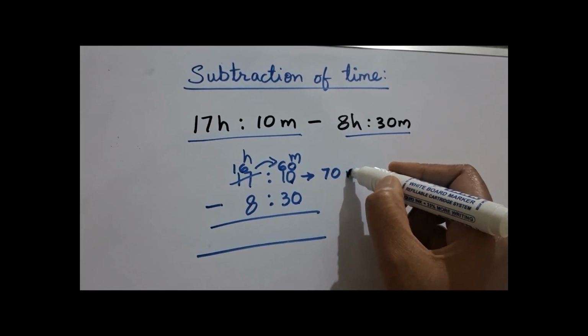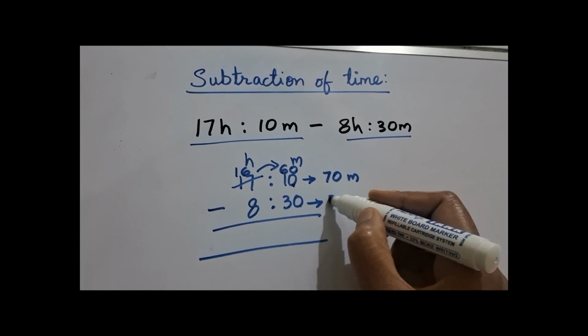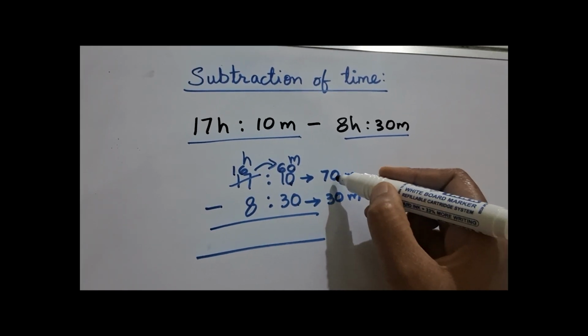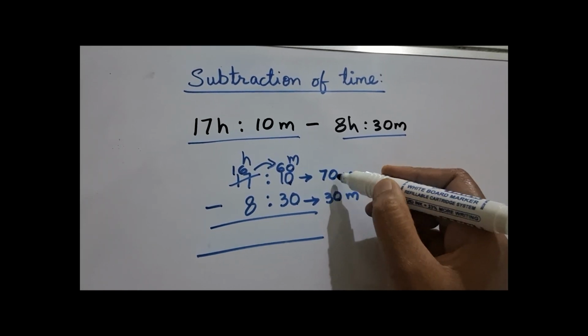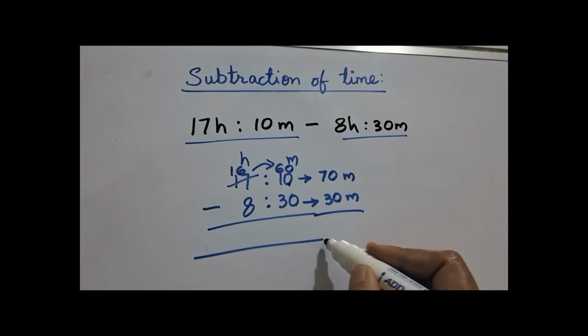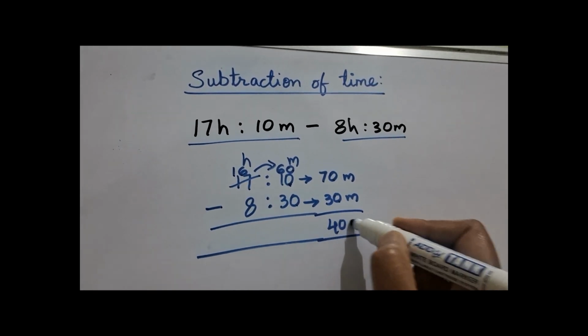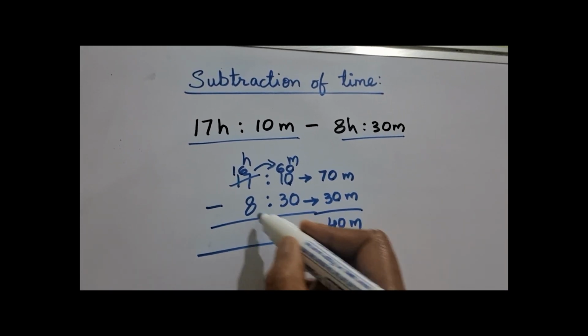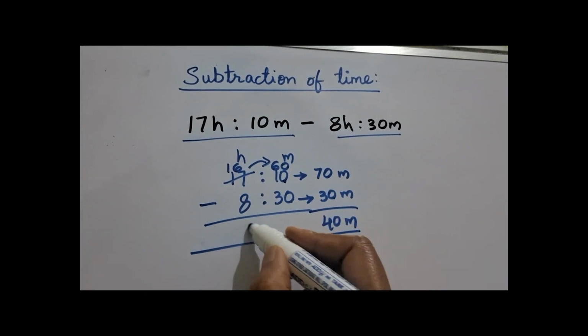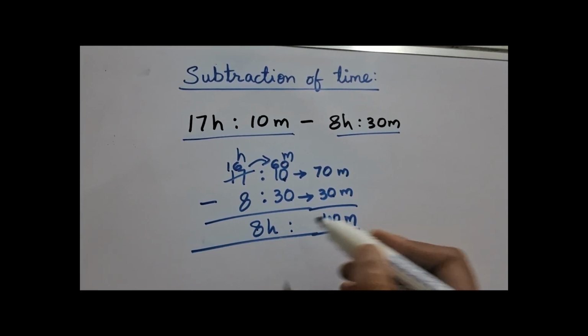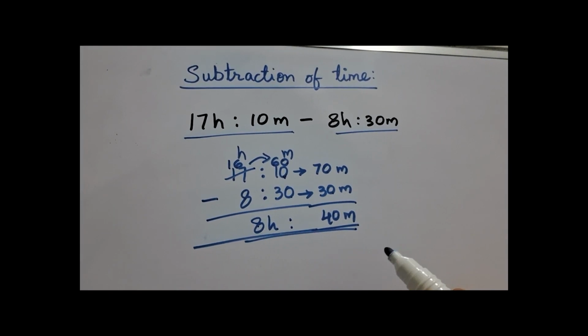70 minutes, and this is 30 minutes. Okay, now we can subtract 30 minutes from 70 minutes easily. So what will we get? 40 minutes. And here, children, in the hours, 16 minus 8, that is 8 hours. So the answer is 8 hours 40 minutes.